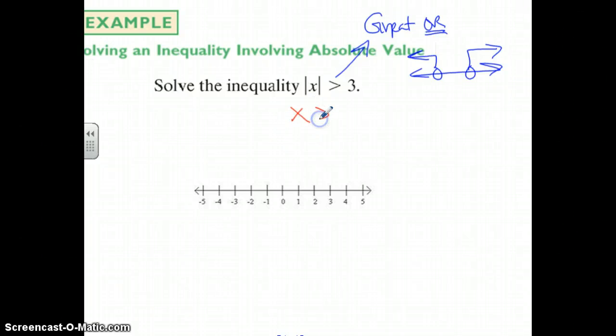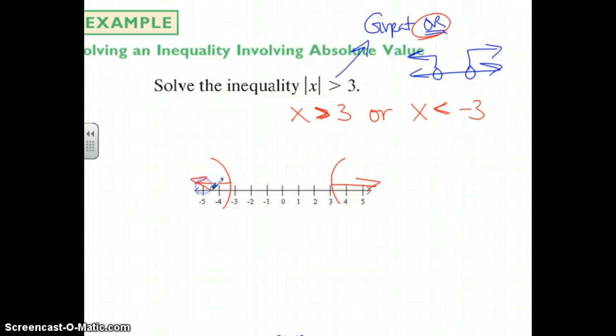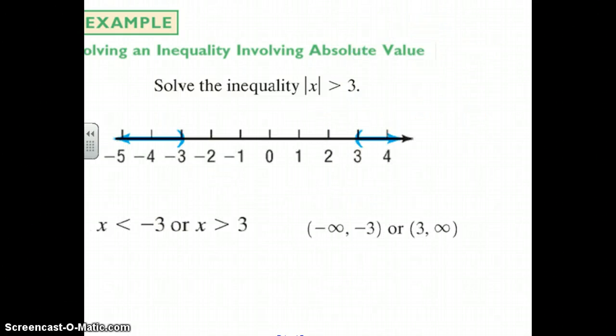So x is greater than 3. I'm going to use the word "or" this time instead of "and." x is less than, still flipping the inequality sign from greater to less, negative 3. And so the "or" statement would use parentheses this time because I can't include the value of 3. And it's going in opposite directions. To write this in interval notation, I'm going to say this goes from negative infinity up to 3, and then over here goes from 3 to infinity.